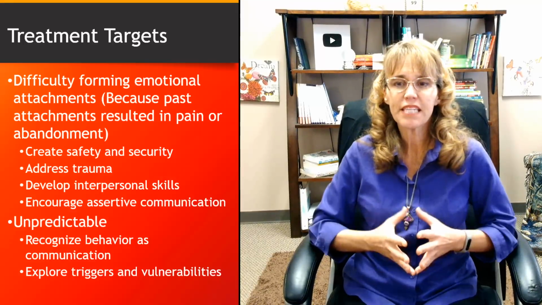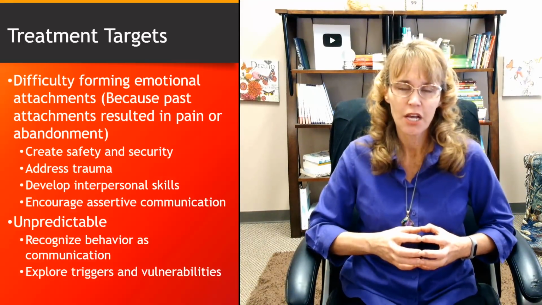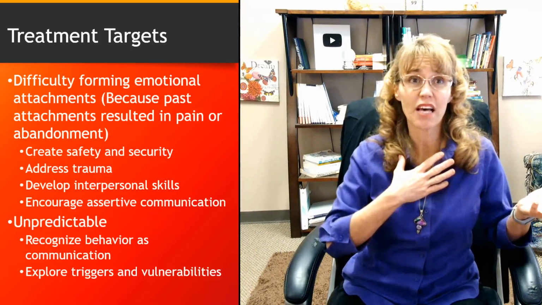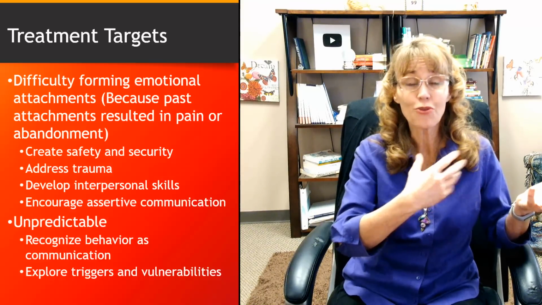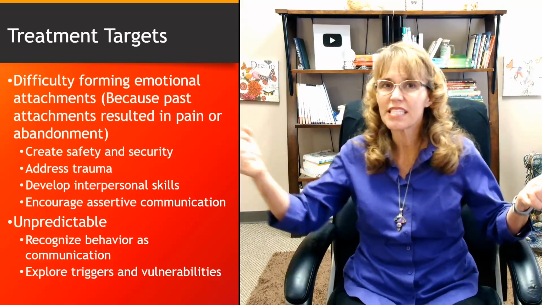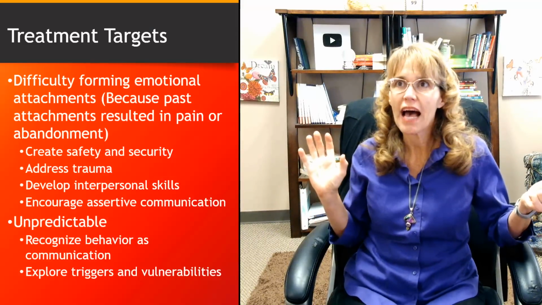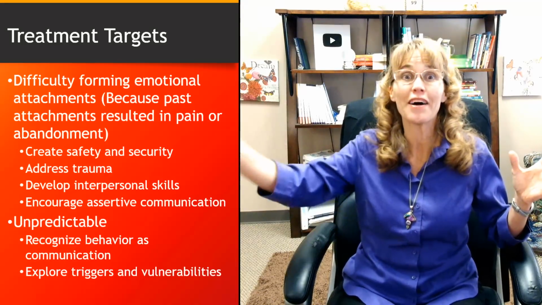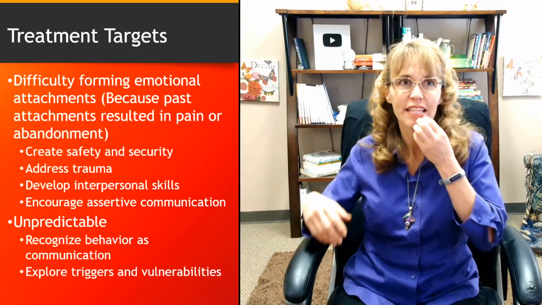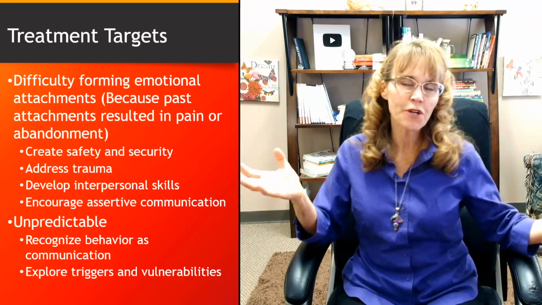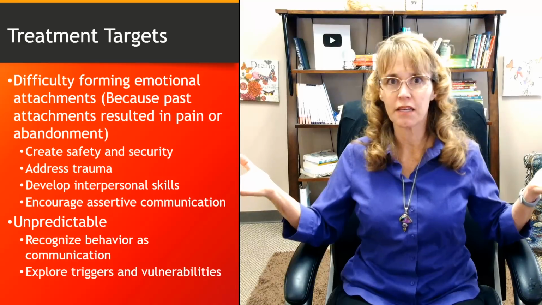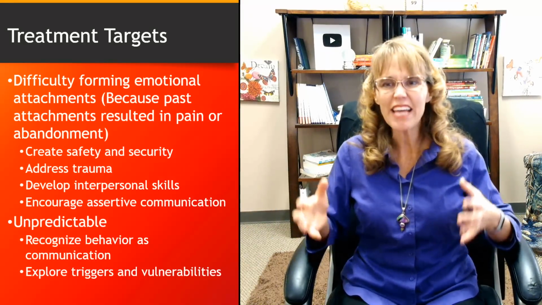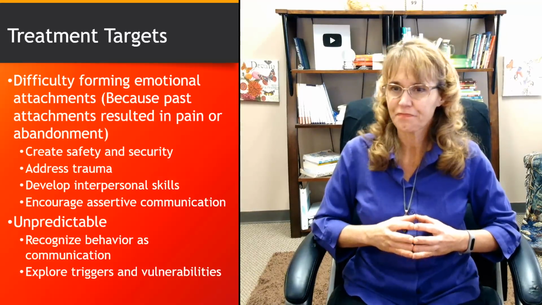It's going to be important to help them develop interpersonal skills. The person with reactive attachment has difficulty connecting with others and interacting socially and emotionally. The person with disinhibited social engagement has very loose boundaries, if they have any boundaries at all. So they may overshare. They may be too familiar. So it's going to be important to help the individual develop culturally appropriate, age-appropriate interpersonal skills.